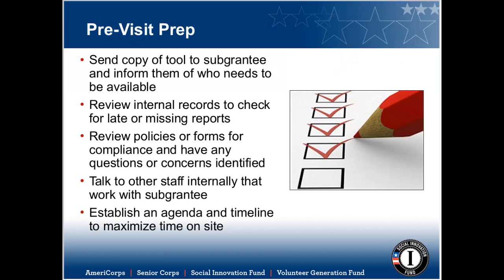But don't forget to review the information that you have on hand. Checking reports for timeliness and accuracy is helpful. Checking with other staff within your organization that work on the SIF that might have an interaction. Again, trying to get the whole picture of what's going on with the subrecipient. Again, a checklist for policy documents or forms prior to the visit is helpful. And don't forget to take time to meet with staff within your organization and evaluate the intersections of the subgrantees to gather a holistic picture.